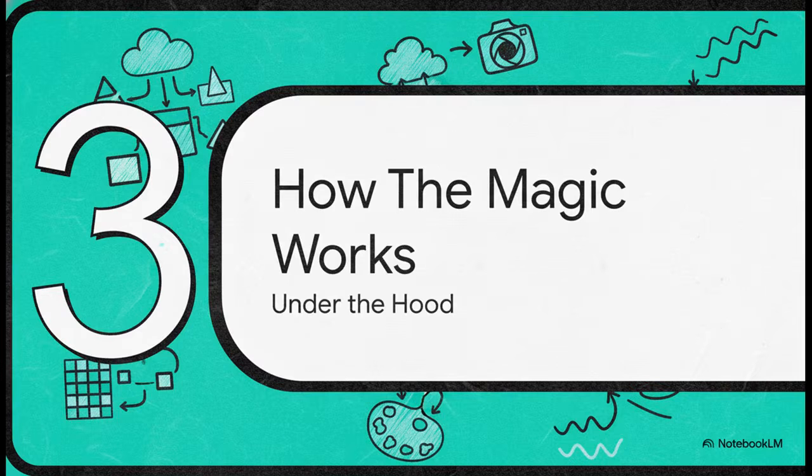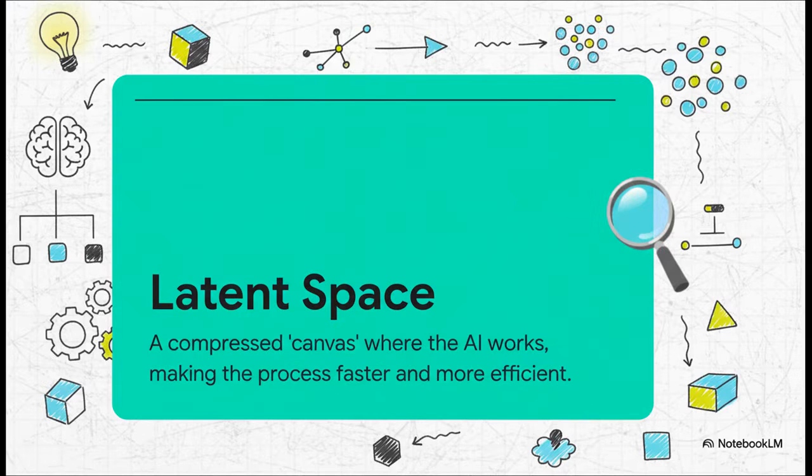All right, so how does all this magic actually happen? Let's take a quick peek under the hood. I promise we'll keep it simple. So the whole secret sauce starts with this concept called latent space. Think about it this way. Imagine trying to paint a giant, detailed mural directly on a huge wall. It would take forever, right? But what if you first sketched it out on a small piece of paper, got it just right, and then used a projector to blow it up onto the wall? Well, latent space is kind of like that small piece of paper. It's a compressed, efficient little canvas where the AI can do all its hard work super fast.